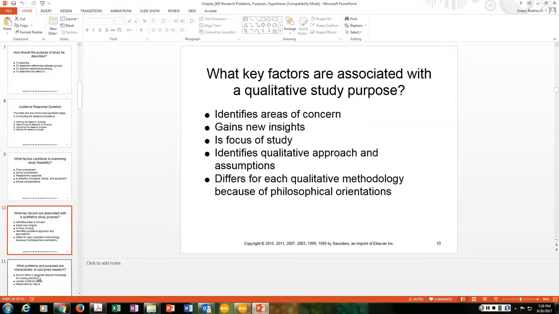Now, in a qualitative study, the purpose has slightly different key factors. Okay, the purpose in a qualitative study identifies the areas of concern. It gains new insights into a phenomenon. It identifies the qualitative approach and assumptions. And the purpose will differ for each qualitative methodology because of philosophical orientations.